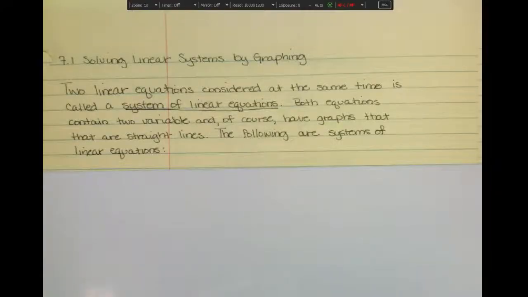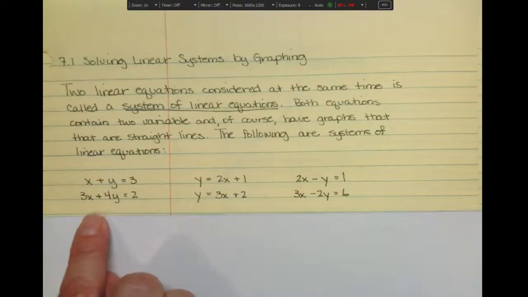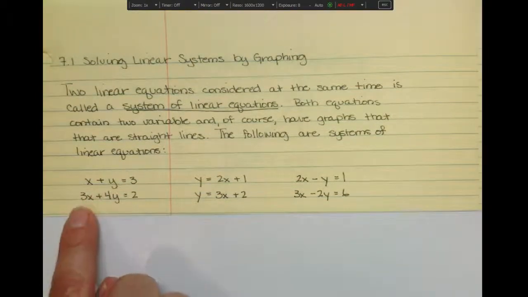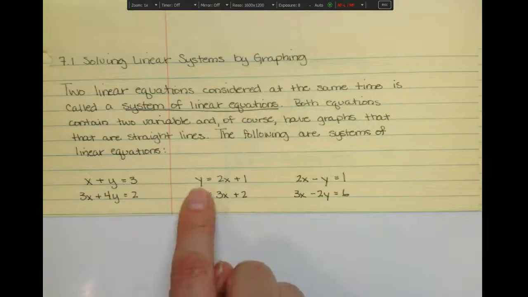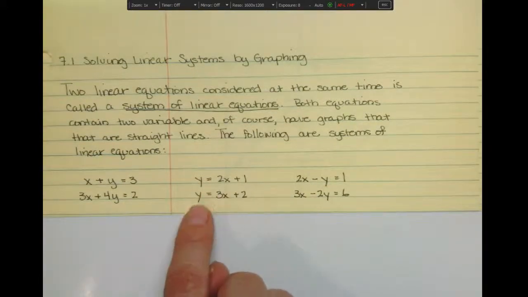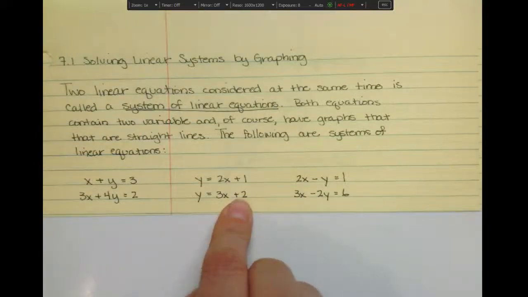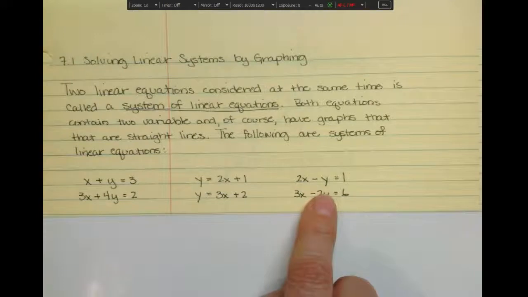Two linear equations considered at the same time, and that is very important, at the same time, is called a system of linear equations. Both equations contain two variables, and of course, they have graphs that are straight lines. The following are examples of systems of linear equations. Here's one system: x plus y equals 3, and 3x plus 4y equals 2. Another system might look something like y equals 2x plus 1, y equals 3x plus 2. And a third example might be 2x minus y equals 1, 3x minus 2y equals 6.